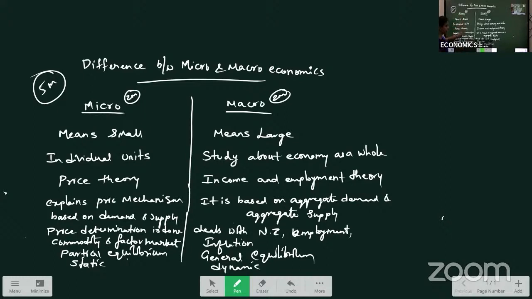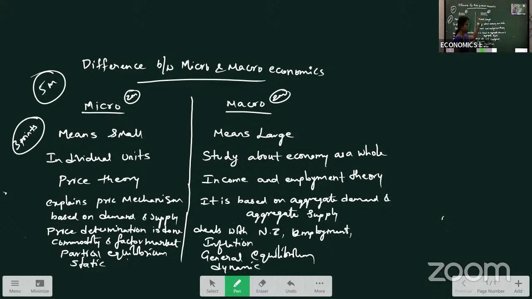So when you are writing for 2 marks, any 3 points you can write from this. When you are writing for 2 marks, out of these, any 3 points you write, you can get 2 out of 2, right?